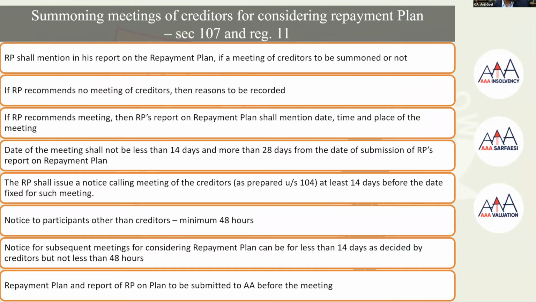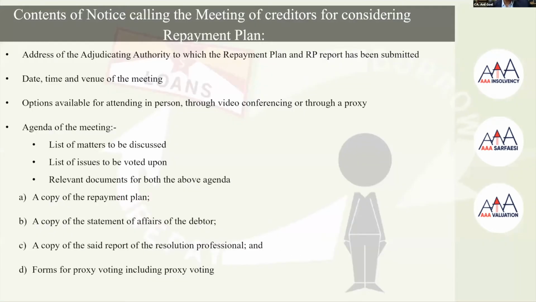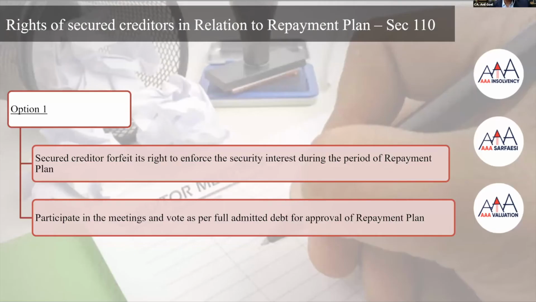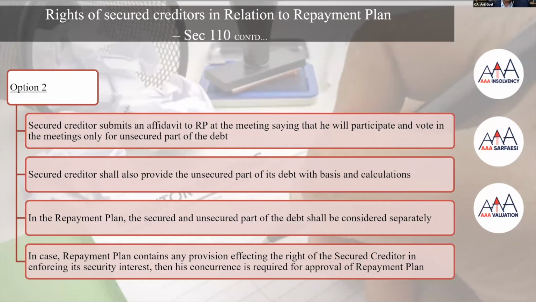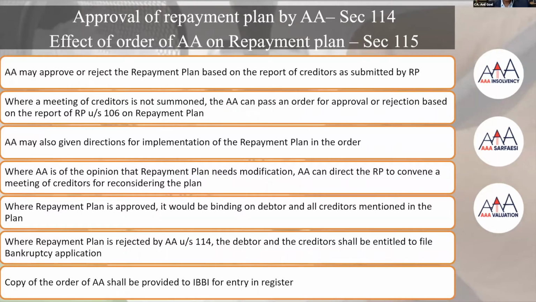Now, in case the creditors are only one or two, then the RP can take a decision that there is no requirement of a meeting. There are only two creditors and they have approved a repayment plan and they have both given an approval in writing. Why should I have a meeting? So the RP can submit a report. Along in the report, the RP can always attach their concurrence on the resolution on the repayment plan, and the adjudicating authority can approve it or can reject it based on the report of the RP on the repayment plan.